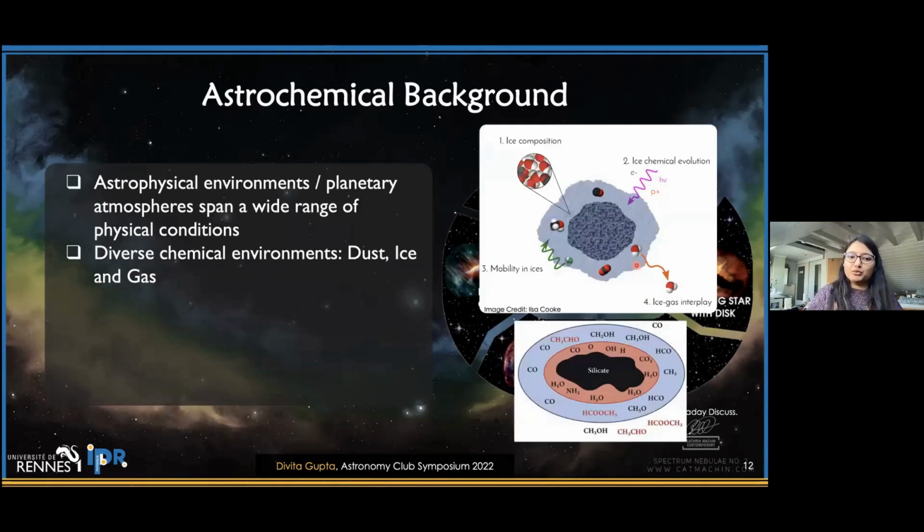So for a long time, it was thought that most of the chemistry actually takes place on these surfaces. That means since these particles or molecules can actually freeze out, they actually have a better chance of colliding with each other. So a lot of chemistry was thought to happen on these ice surfaces.